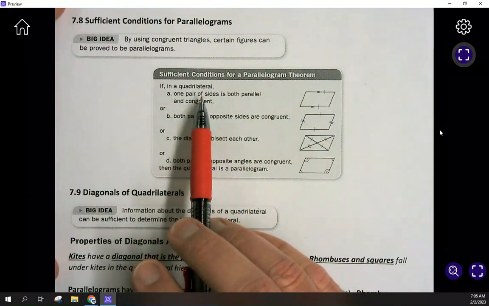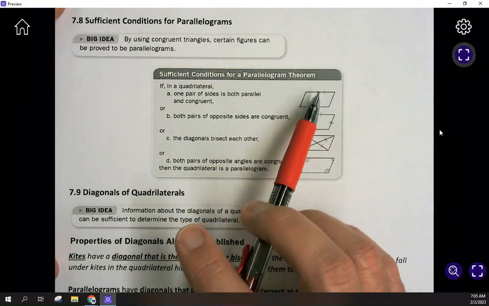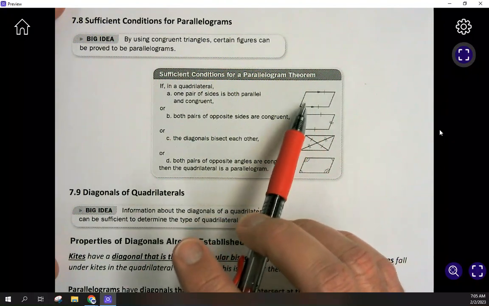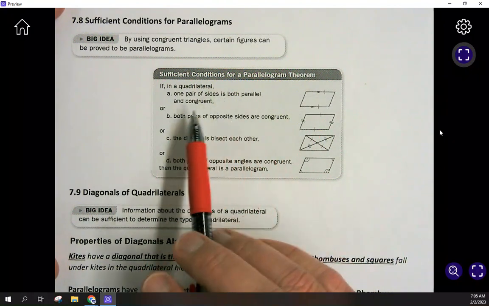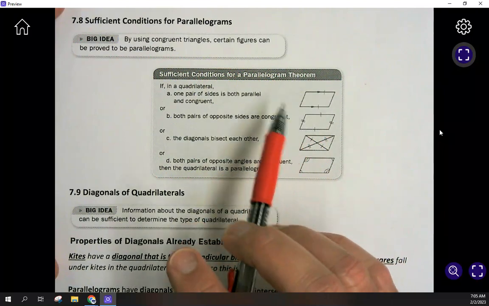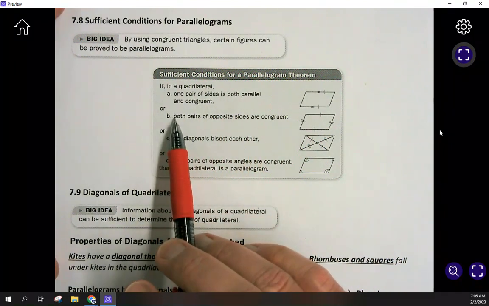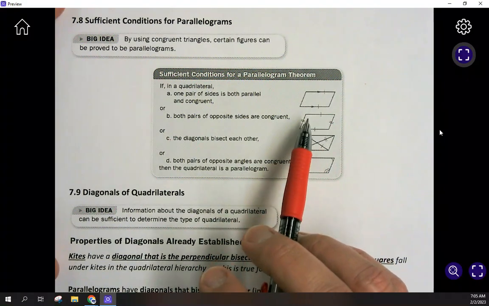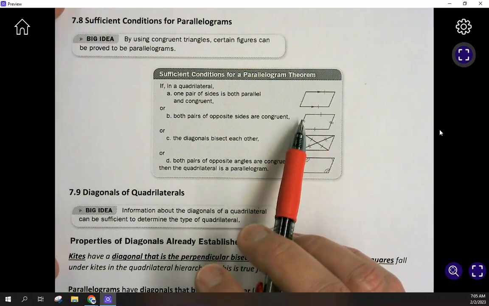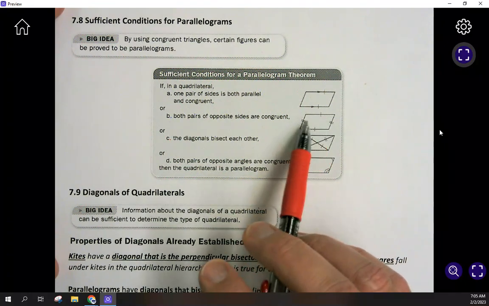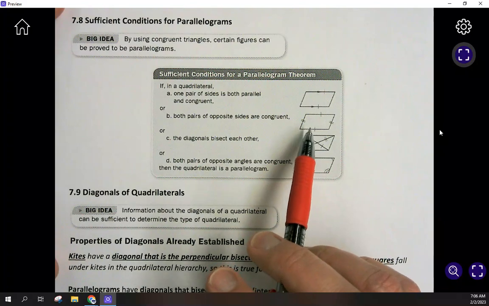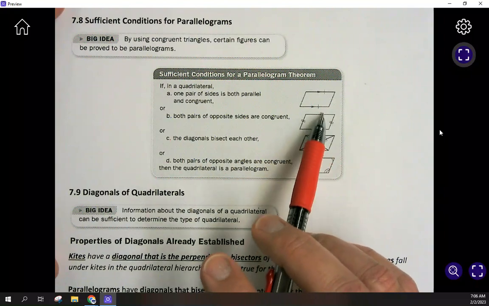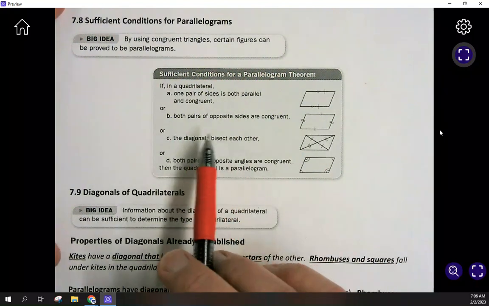So if you can prove that one pair of sides, so we're not worried about the other pair, just one pair of sides, is both parallel and congruent, so they're parallel to each other and they're the same size, that's enough information to say, yes, that's a parallelogram. Or another option, B, both pairs of opposite sides are congruent, so opposite sides are the same length. We don't have to prove they're parallel. We just need to know that they're all the same length. And we have enough information to say, yes, it is a parallelogram. Yes, these are parallel to each other. Okay, so that's an easy one. If the opposites are equal, it is a parallelogram.